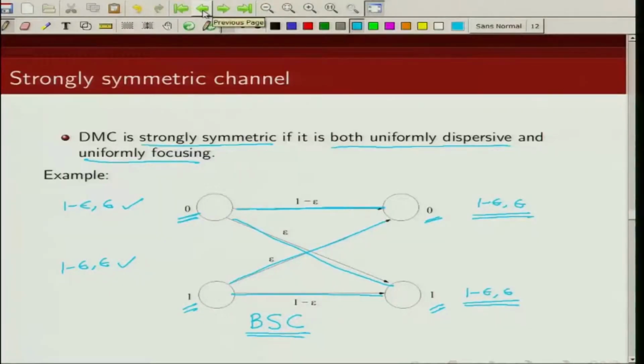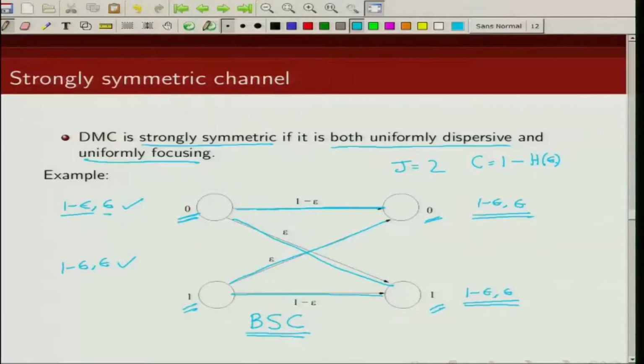So then, can you tell me the expression for capacity of this binary symmetric channel? Here j is 2, so log of 2 is 1, so the capacity is 1 minus the summation, and these probabilities are 1 minus epsilon and epsilon. So this can be written as the binary entropy function of epsilon. So this is the expression for capacity for a binary symmetric channel.